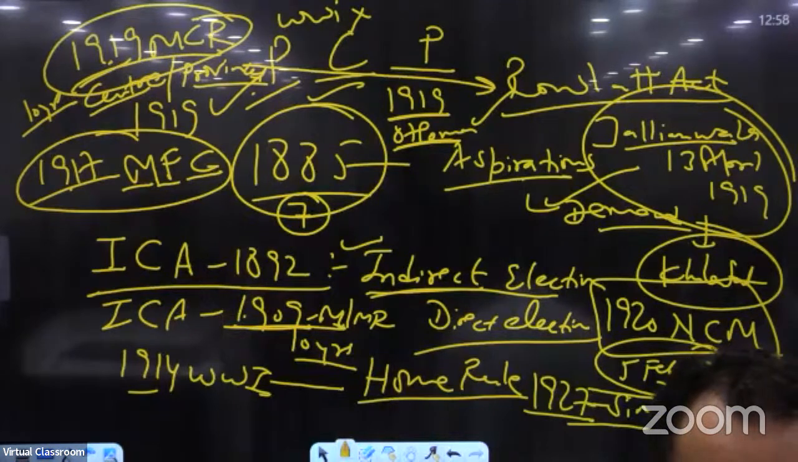From here came 1940 two-nation theory of Jinnah. They passed two-nation theory resolution that we need Pakistan. It is called Pakistan Resolution.